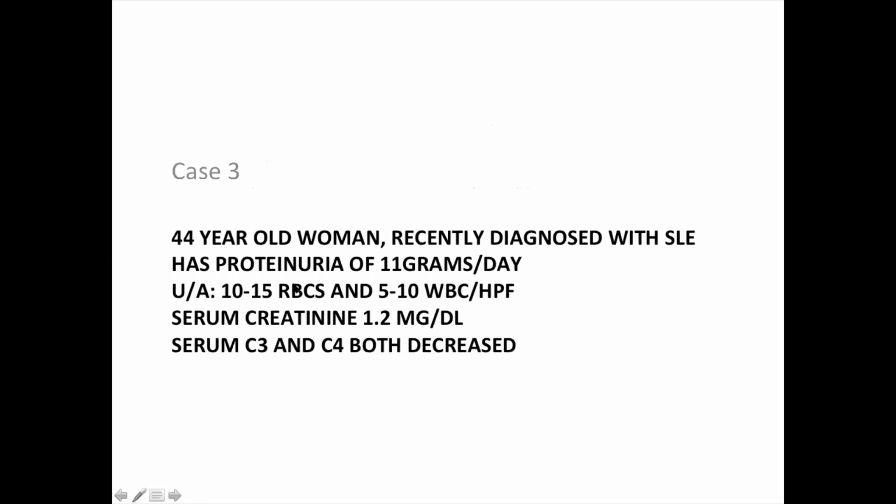All right, case 3, a 44-year-old woman, recently diagnosed with systemic lupus erythematosus. She has proteinuria of 11 grams per day. That's significant. Her urine analysis shows 10 to 15 red blood cells. That's significant as well. And 5 to 10 WBCs per high power field. Her serum creatinine is 1.2. It's not very much elevated. And both complements C3 and C4 are decreased, meaning they are being consumed.